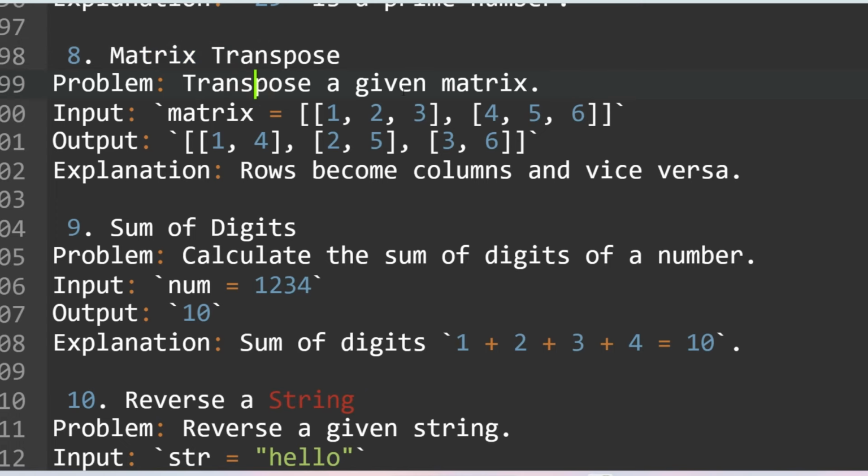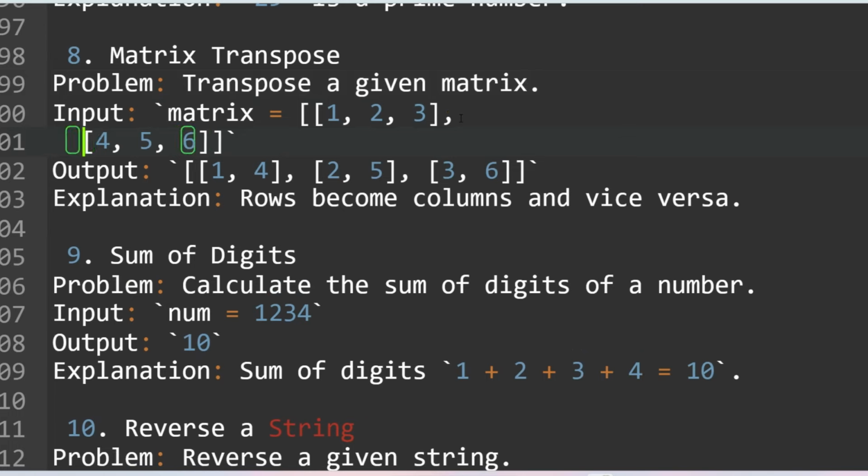In input you will be given some arrays. Inside the array you have to transpose the matrix, like 1 2 3 4 5 6. You have to convert the columns into rows. As you can see, columns are becoming rows, so you have to transpose the matrix, nothing else. Here also you have to use simple for loops to solve the problem. Nothing rocket science.